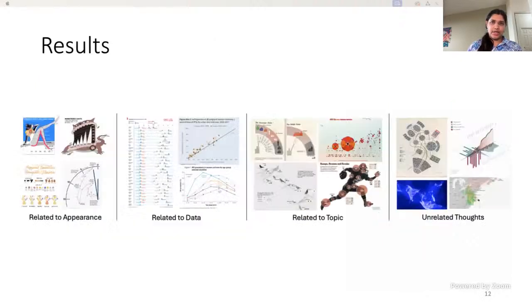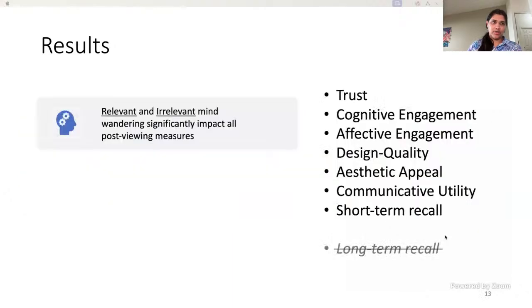So firstly, as a teaser, here are the visualizations associated with the highest level volumes of mind wandering across the different types. So appearance, data, and topic related thoughts are relevant to the chart, and irrelevant or unrelated thoughts is the last one. Drilling down into the finer details of the effects.